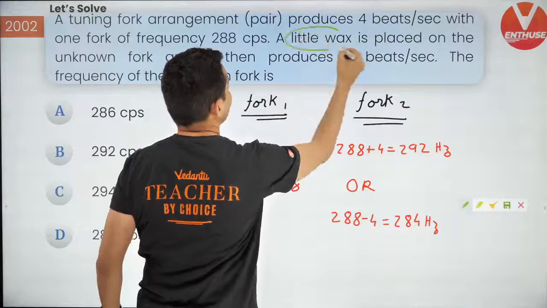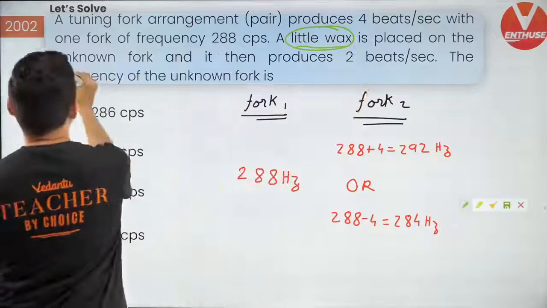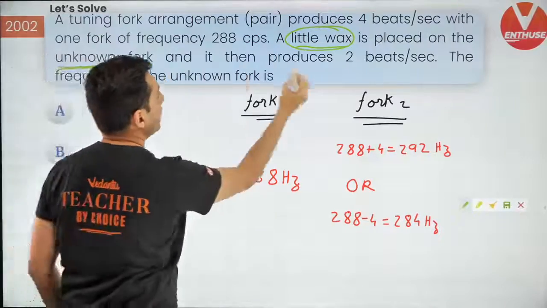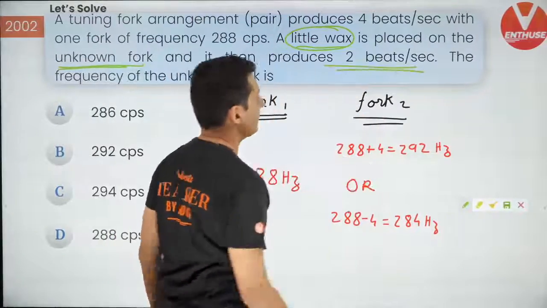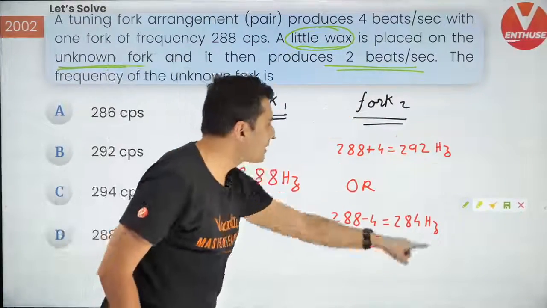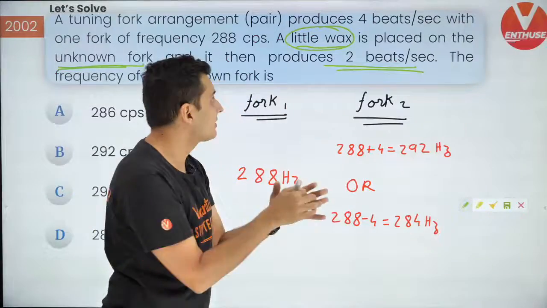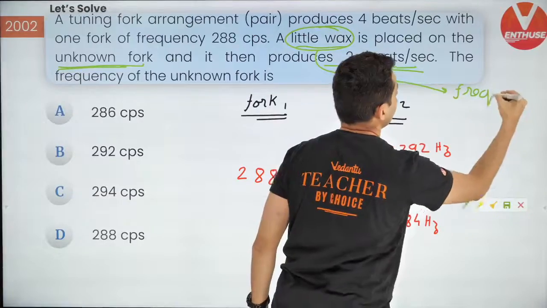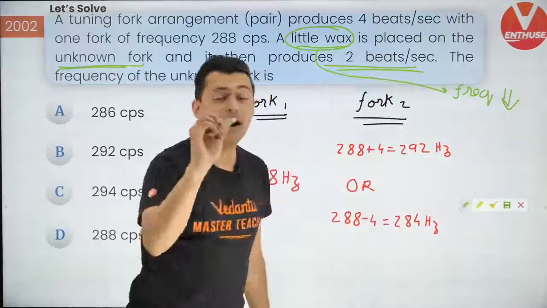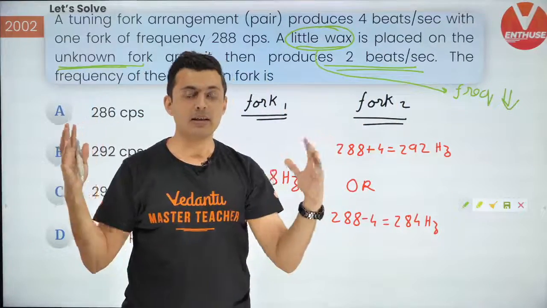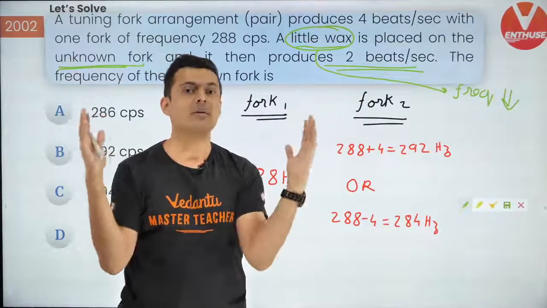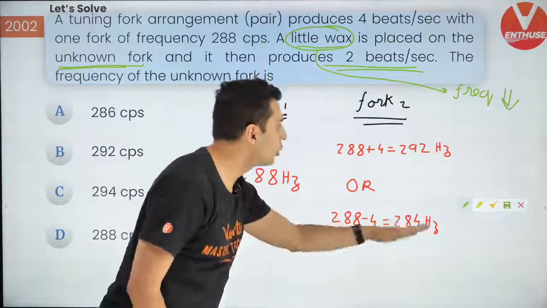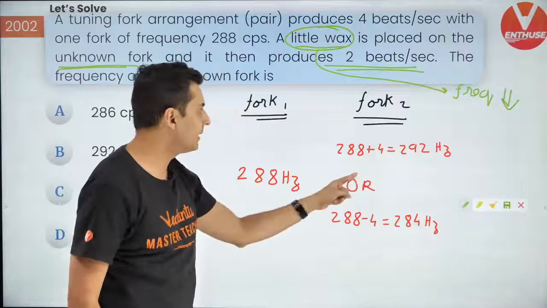When some wax is added on the unknown tuning fork, it produces 2 beats per second. On this fork, if you put some wax, what happens? The frequency reduces. Why? Because it becomes heavy, and because it becomes heavy, it will oscillate slowly. That's why the frequency will go down. So guys, think about it.